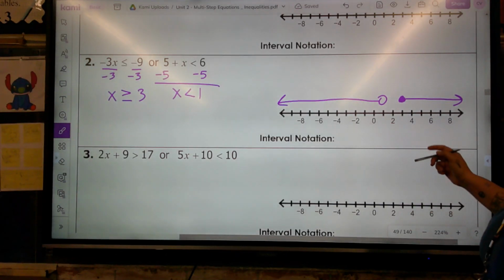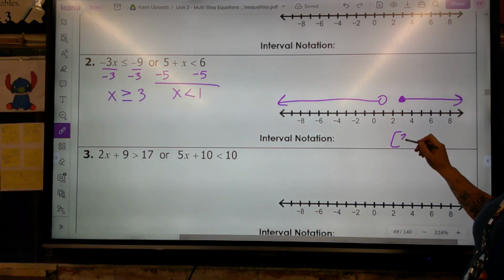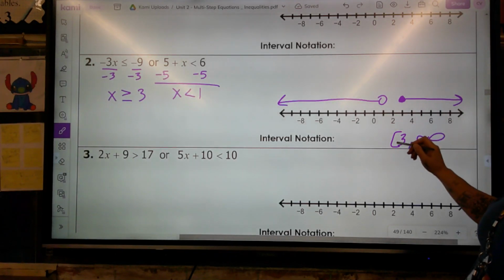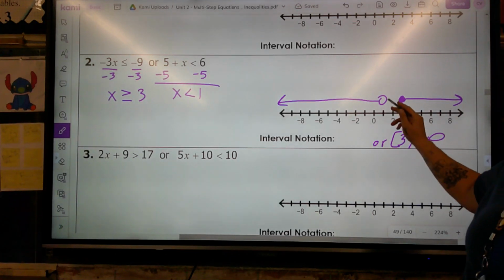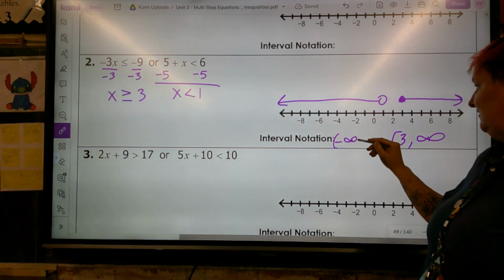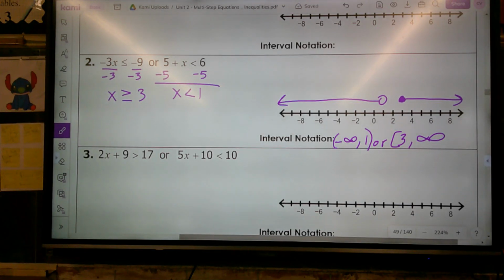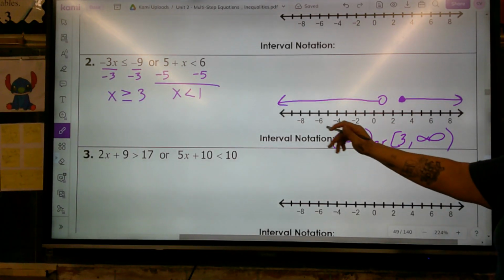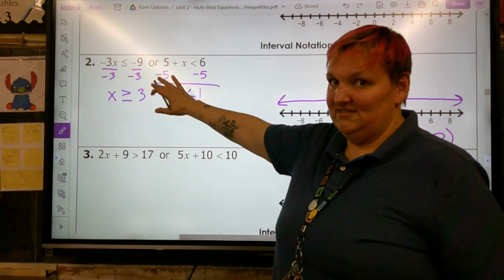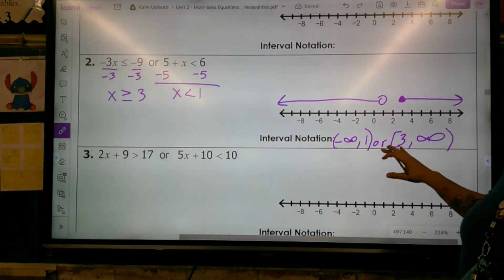And how would you graph this? All right, this one, because it's a bracket, it could be 3 because it's a closed circle all the way to infinity, or open circle, so negative infinity to 1, open circle, parentheses. So there's 3 pieces. Solve the inequalities, graph the inequalities, write it in interval notation.